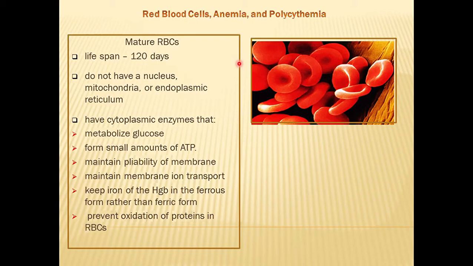So they do not have a nucleus, mitochondria, or endoplasmic reticulum. So anuclear. No mitochondria, no ER. Then they have cytoplasmic enzymes that are capable of metabolizing glucose. They form small amounts of ATP. They maintain pliability of membrane. They can maintain membrane ion transport. Keep iron in the hemoglobin in the ferrous form rather than in the ferric form. And then it prevents oxidation of proteins in the RBC.